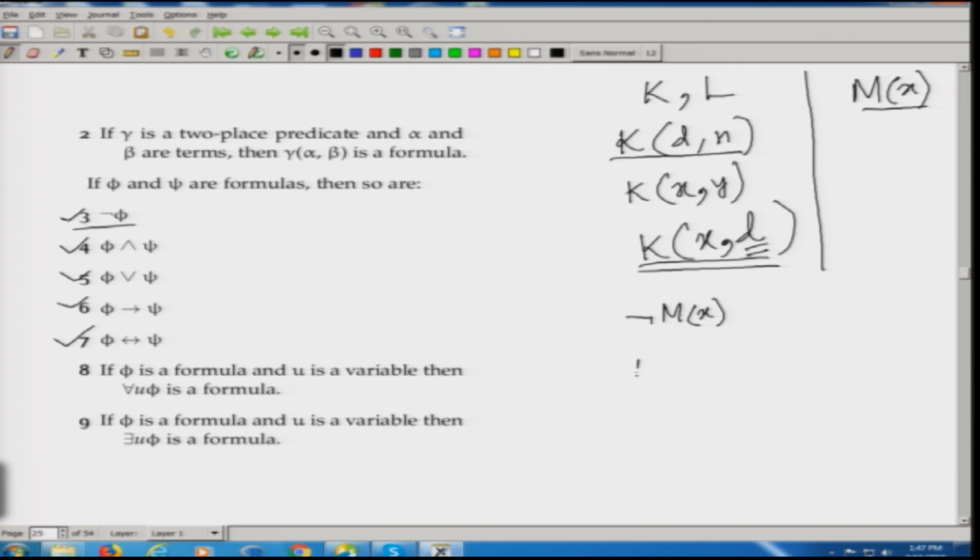I can also apply it indirectly, that is, after applying some other rule, I can apply this. So I can have something like MX and KXD. What is the rule I used here? I used 4. Because MX is a formula and KXD is a formula, I can have another formula which is MX and KXD, and then because this is a formula, I can now use neg and I can make it this. So this too is a formula.